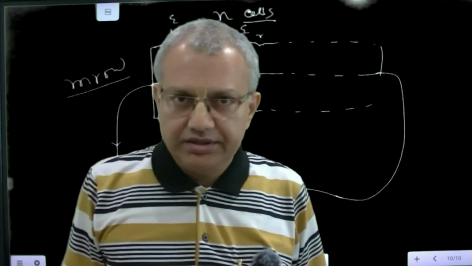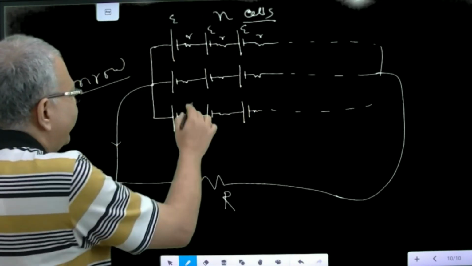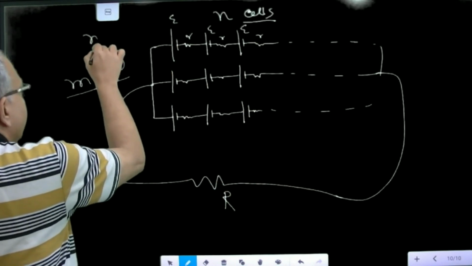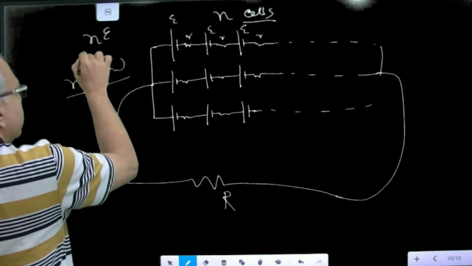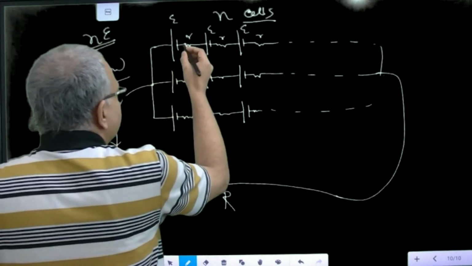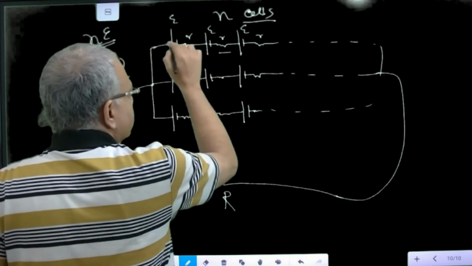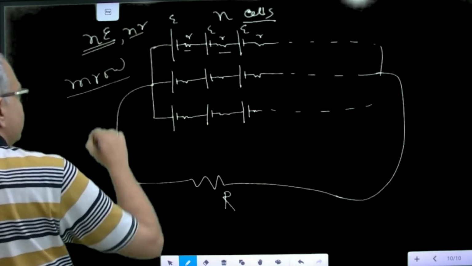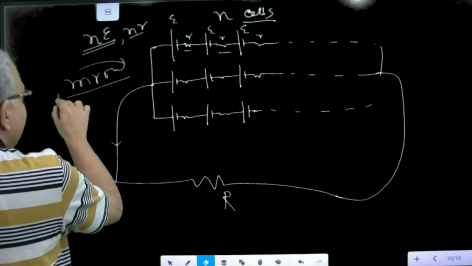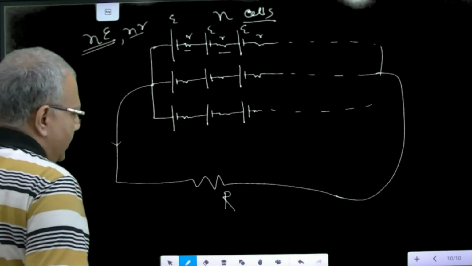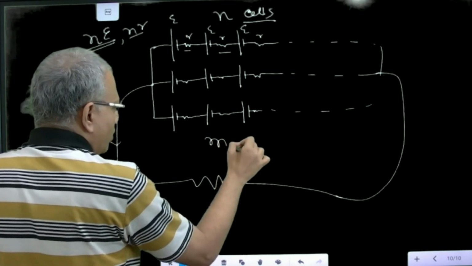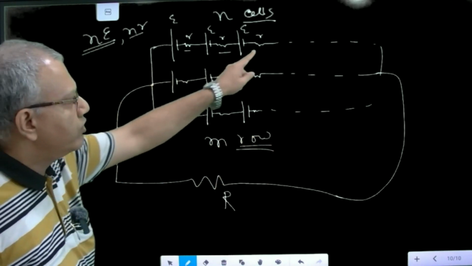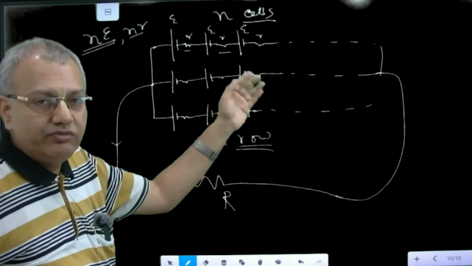So now see, what is the total EMF across this one? N into E is the total EMF. What is the total resistance across one of the rows? N into R. Naturally, you can see there are M rows. So every row is parallel with each other.